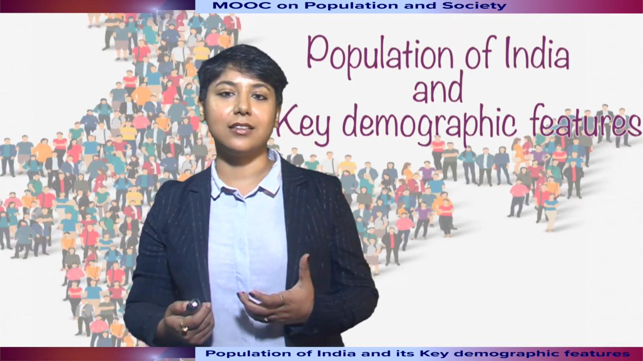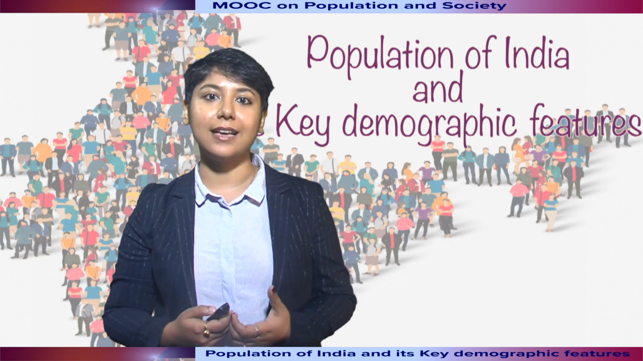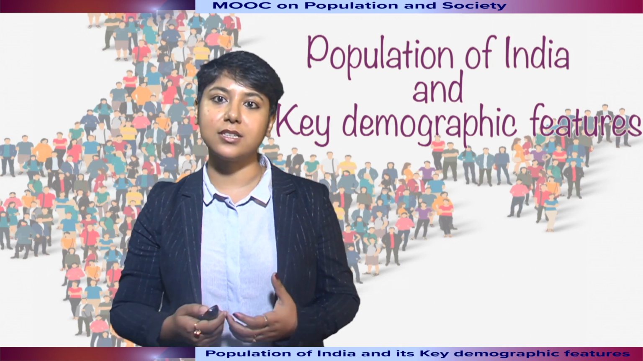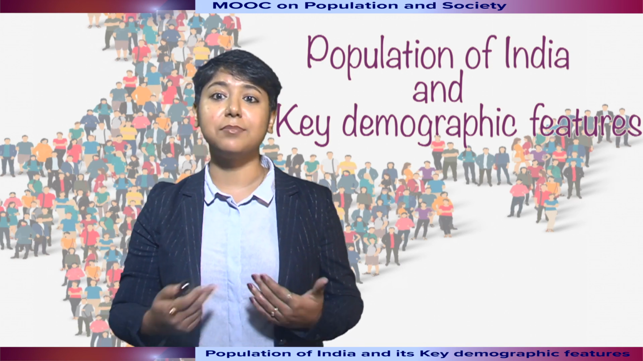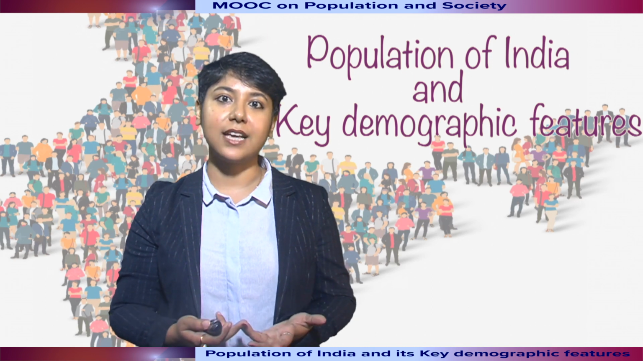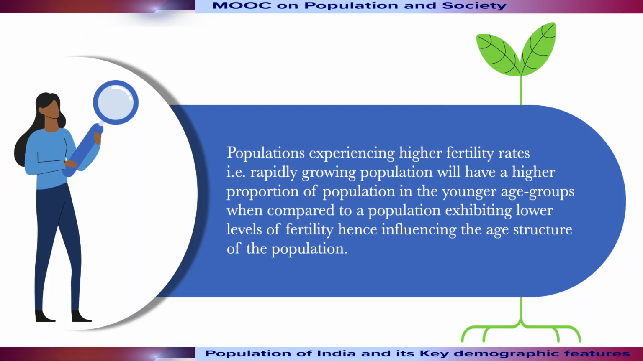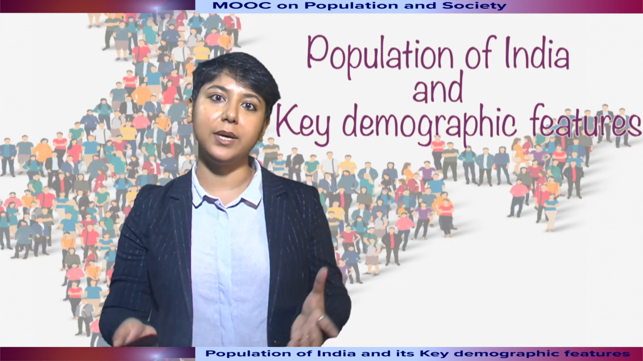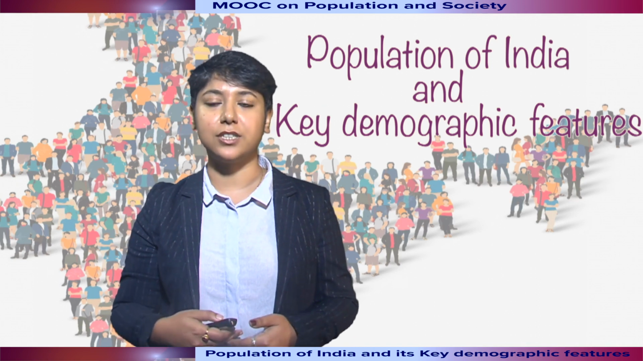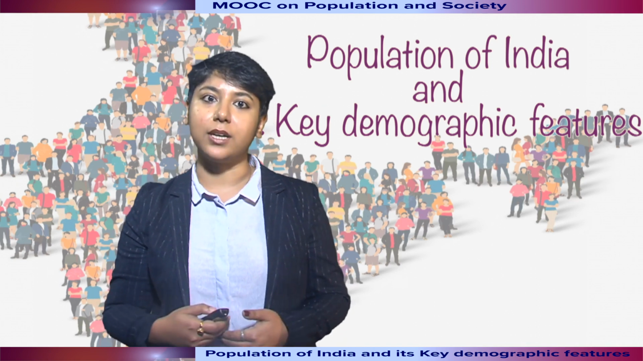We all know that age and sex are the two central features of a population. Their importance lies in the fact that the interaction of demographic processes produces a population's age and sex structure. On the other hand, the demographic processes are themselves affected by the age and sex structure of the society. For example, populations experiencing higher fertility rates, that is rapidly growing population, will have a higher proportion of population in the younger age groups when compared to population exhibiting lower levels of fertility, and this influences the age structure of the population. Similarly, a population with an age structure where the proportion of females in the reproductive period is low will inevitably experience lower levels of fertility rates and therefore a younger population.